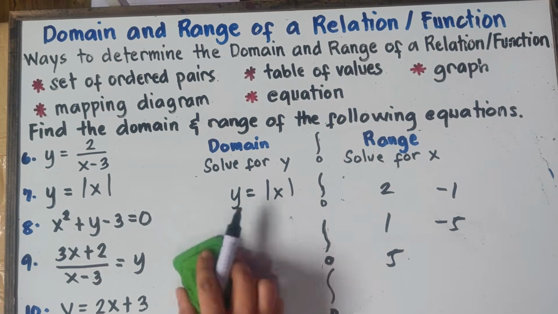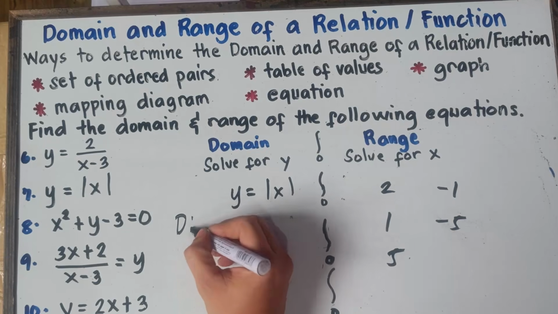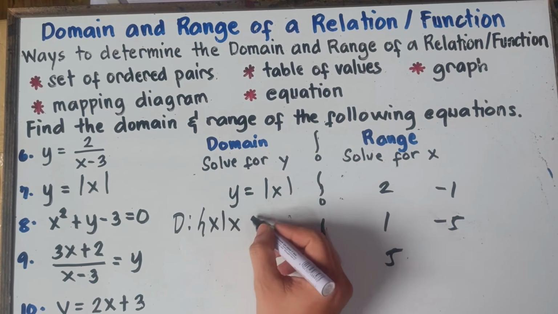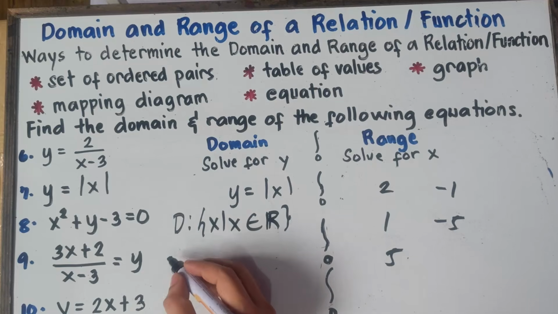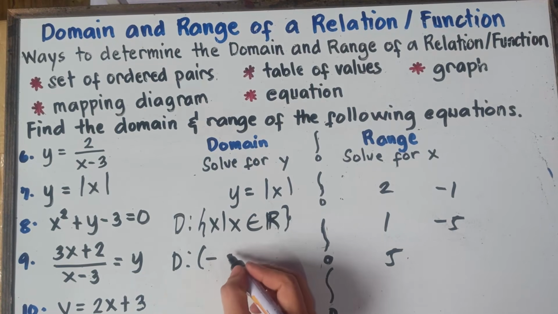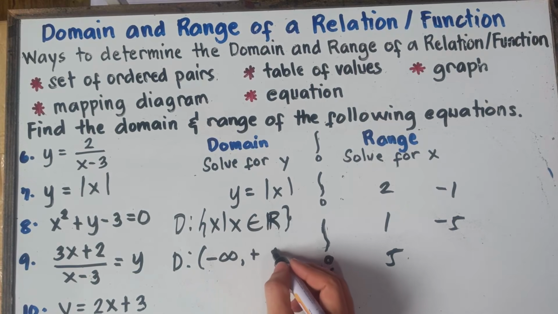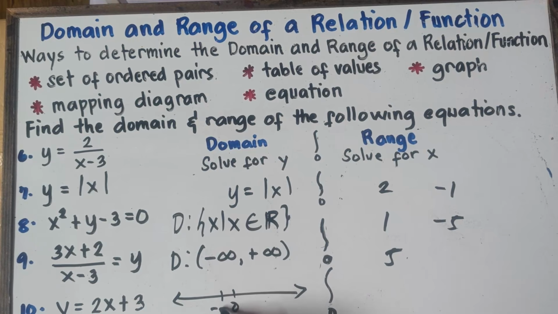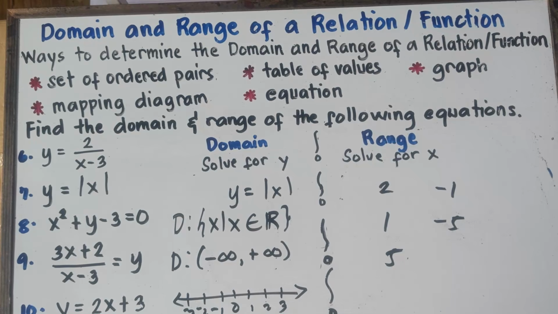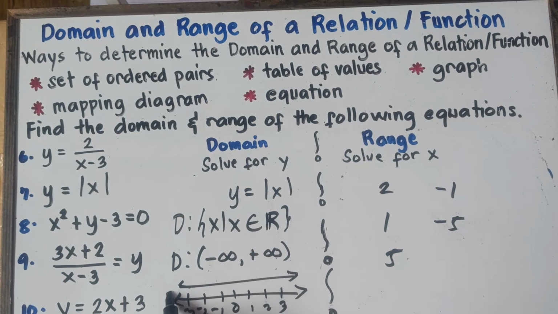Therefore, we can say the domain is the set of all x such that x is an element of real numbers. You can have any number for x. Or you can have this one, the domain: negative infinity, comma, up to positive infinity. All numbers, class. For the value of x, if this is 0, you can have negative 1, negative 2, negative 3, positive 1, positive 2, positive 3. So you can have any number, class, from negative infinity up to positive infinity. That's why we have negative infinity up to positive infinity.